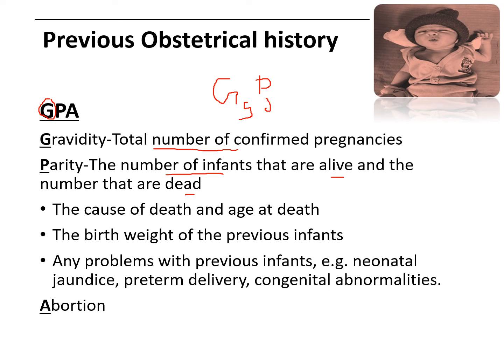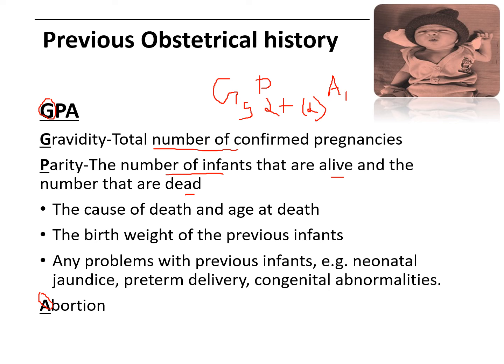So we will write the 2 plus 2, live plus dead babies. Death of the 2 babies has occurred. So in bracket we will write down the total 4 babies, one abortion also there. So we will write down A1. So total number of pregnancy she had 5. 2 live baby she is having and 2 expired and 1 abortion.